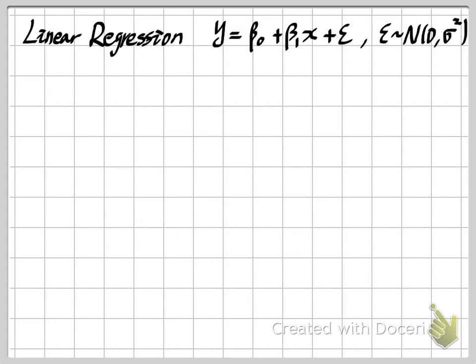First, when we construct a linear regression model, we can write it as y equals beta 0 plus beta 1 x plus epsilon. Here epsilon is our error term, and we always assume it is random noise that follows a normal distribution with 0 as the mean and sigma square as the variance. Then, if we want to do a hypothesis test, what do we want to test?